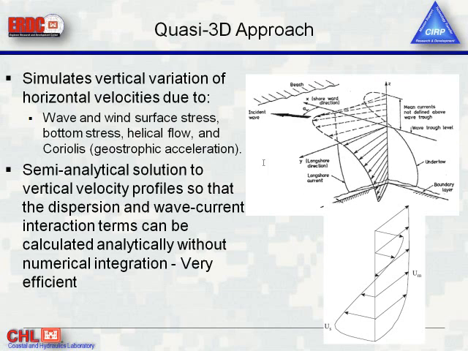I see there's some questions. Yeah, the helical flow is a lot of times referred to as secondary circulation in conjunction with the Coriolis.